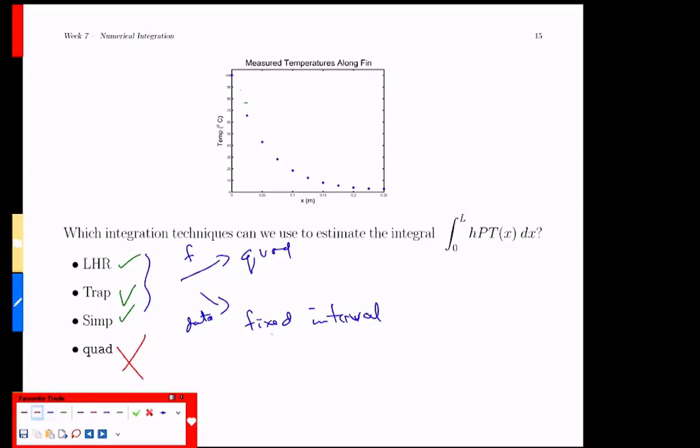Exactly. That is an excellent point as well. And the n is determined by the data. We can't say, oh, that didn't get accurate enough, I want 200 intervals. Too late. You've only got 5 measurements. So it's much more constrained when you have data. Exactly. But that's the way it is. Sometimes you collect data, and that's what you got.